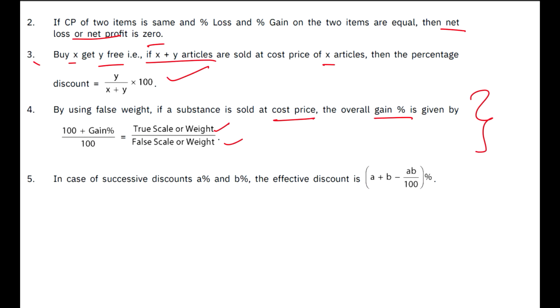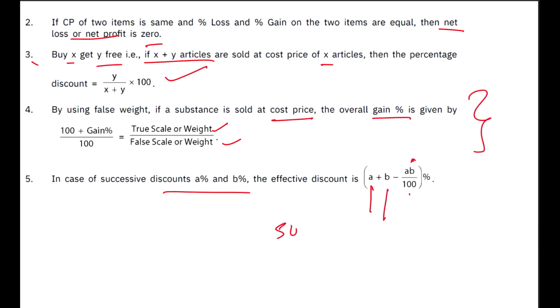And if there are two or more successive discounts given to you, like 50 plus 40% off, that is not actually equal to 90% off, dear. It is actually equal to 50 plus 40 minus 50 into 40 by 100. Okay, you can try it out quickly.